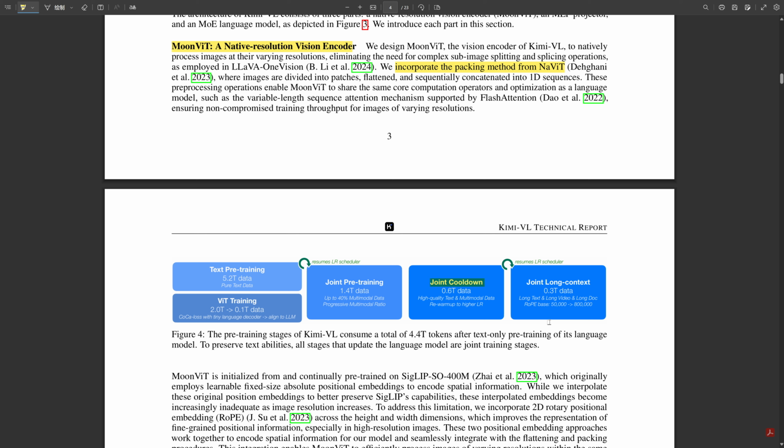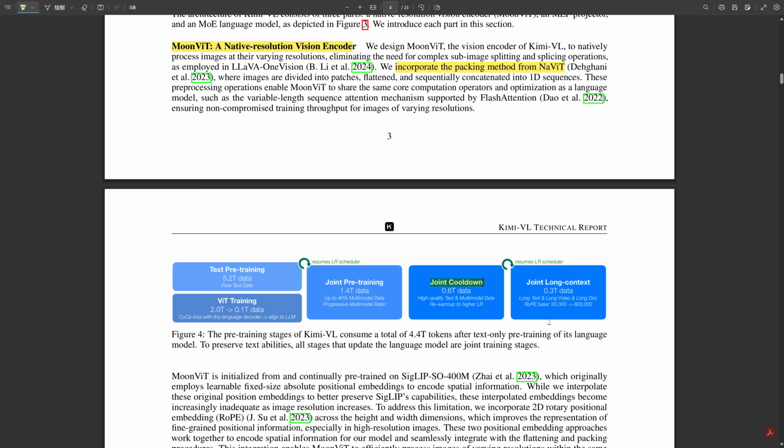Exactly. And then comes the joint long context activation stage, where they expanded the context window to a massive 128K tokens using 0.3 trillion tokens. How did they achieve this significant increase? Yeah, that's a huge context window. It is, and it's what enables Kimi-VL to understand these really long sequences of information. They did it in 2 steps, basically quadrupling the context length each time.